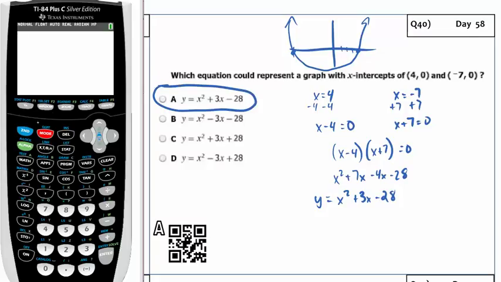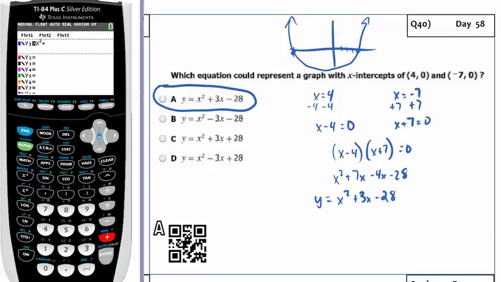Okay, another way is that you can try to factor all of those and see which factors result in those solutions. I think that would be kind of time consuming. Another way that I think would be equally time consuming is coming in here and just starting to type in all of the possible equations and then checking in the table to see which ones have those 2 points. That's what I'm going to do to check my answer.